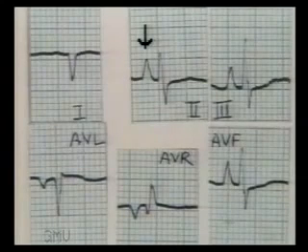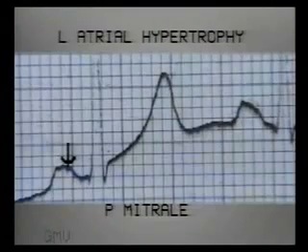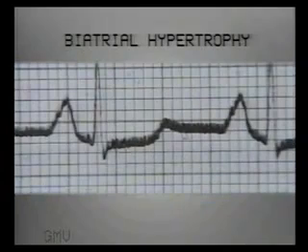This ECG shows tall and peaked P waves in 2, 3 and aVF, typical P pulmonale. This is P mitrale, no notch but 2.5 small squares wide, suggesting left atrial hypertrophy.